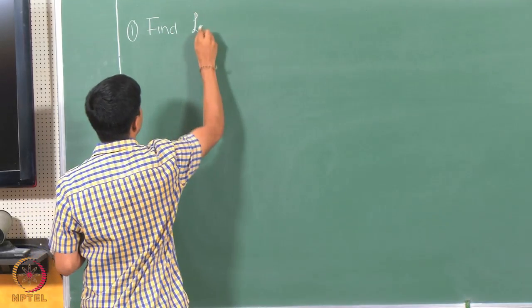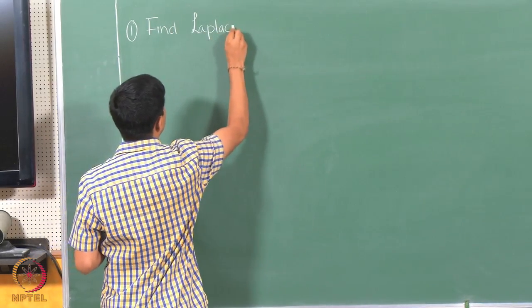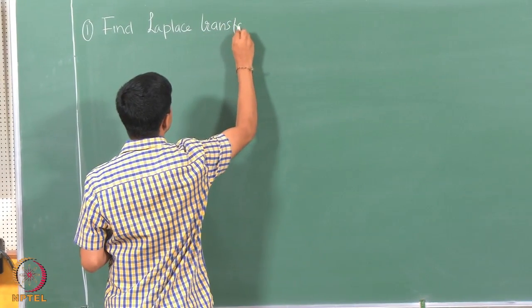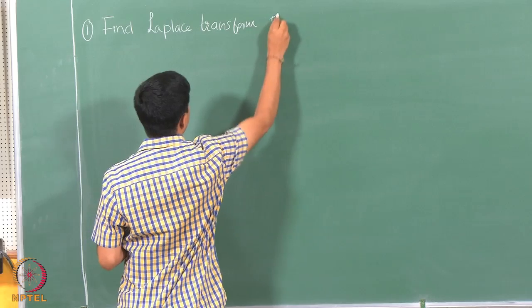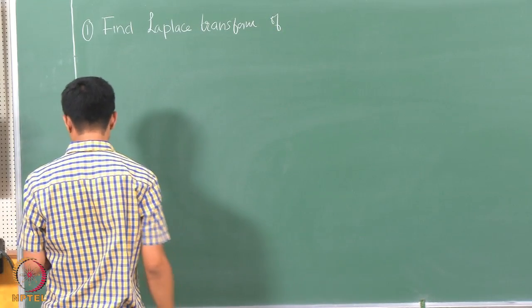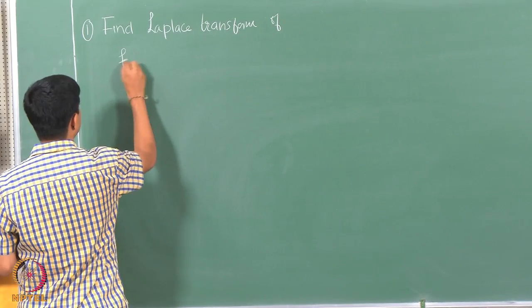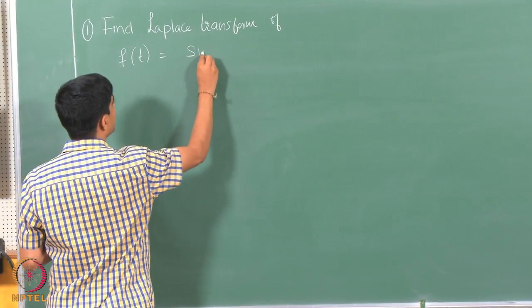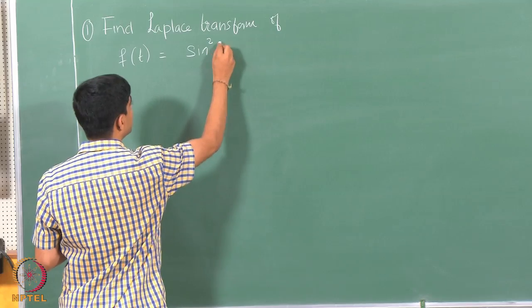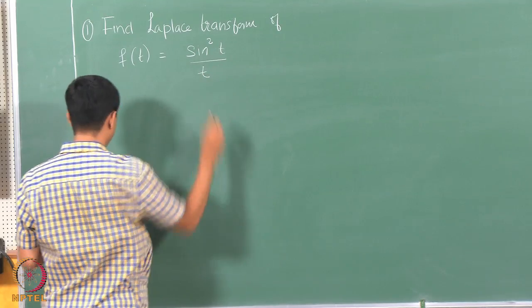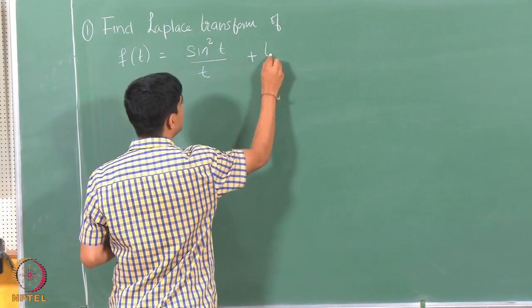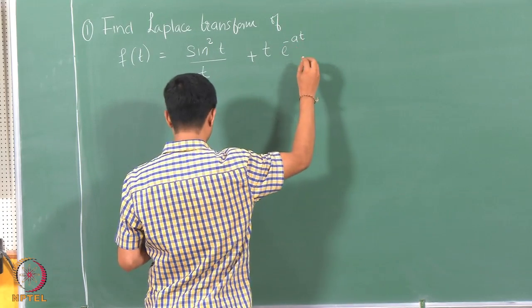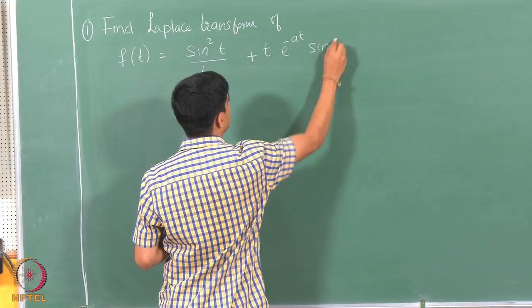finding the Laplace transform of a signal which looks like this, say in time domain, sine square t over t plus t e power minus a t sine of a t.